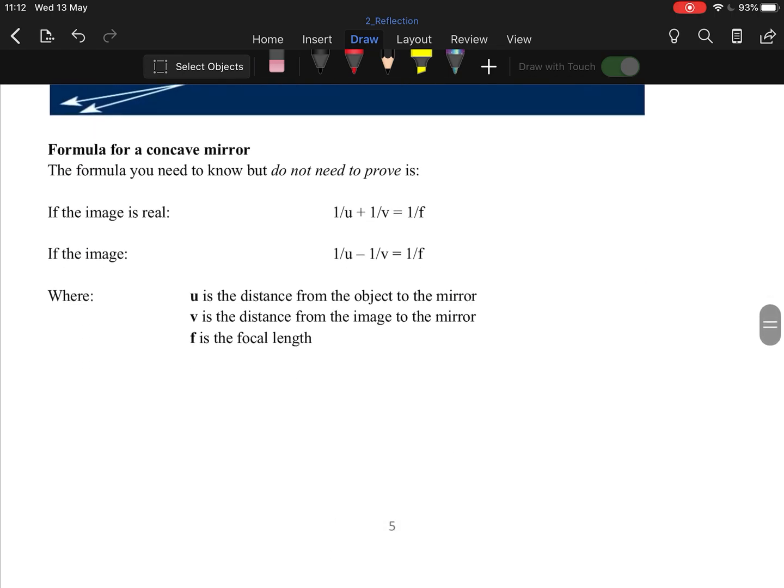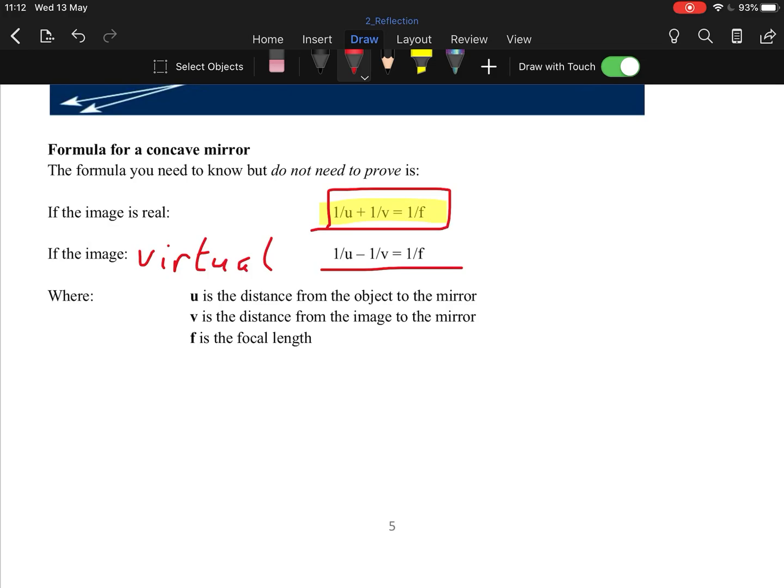Don't worry about that. That's just a thing. Your theory: in the log tables, you have this equation. 1 over u plus 1 over v equals 1 over f. So 1 over u plus 1 over v equals 1 over f. That is what's in the log tables. However, this is what you use if it is a virtual image. So a real image: 1 over u plus 1 over v equals 1 over f. Virtual: 1 over u minus 1 over v equals 1 over f.